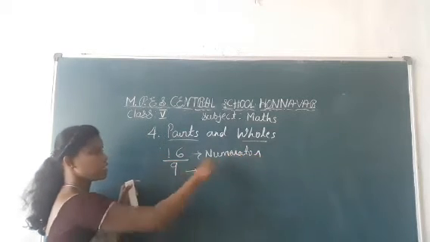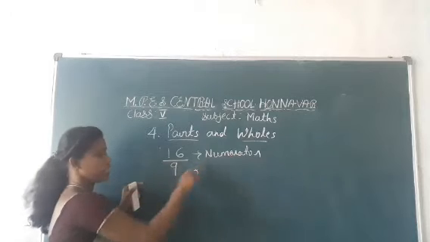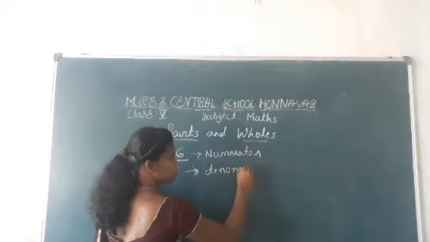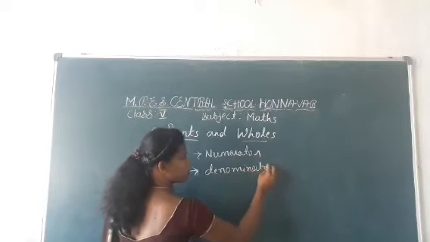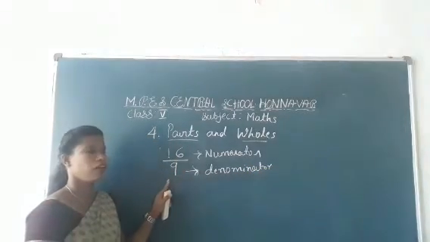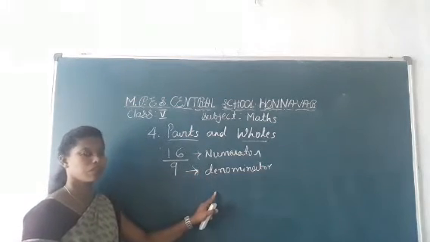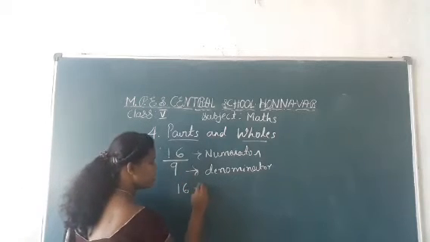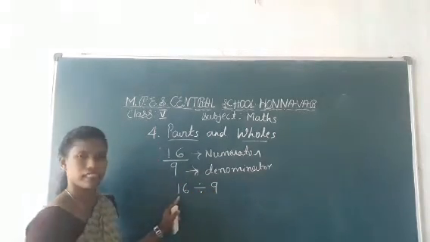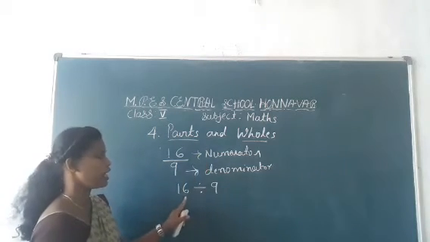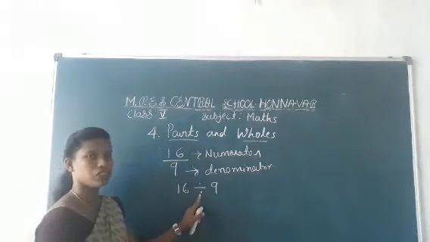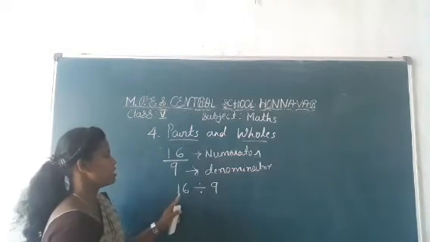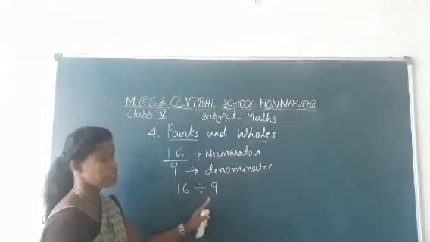Okay. Upper part is numerator and lower part is denominator. How do you write this in a division form? See here, we write like this: 16 divided by 9. 16 is numerator. First we write numerator, then put the division symbol, then write denominator. Here we can write it as 16 divided by 9.